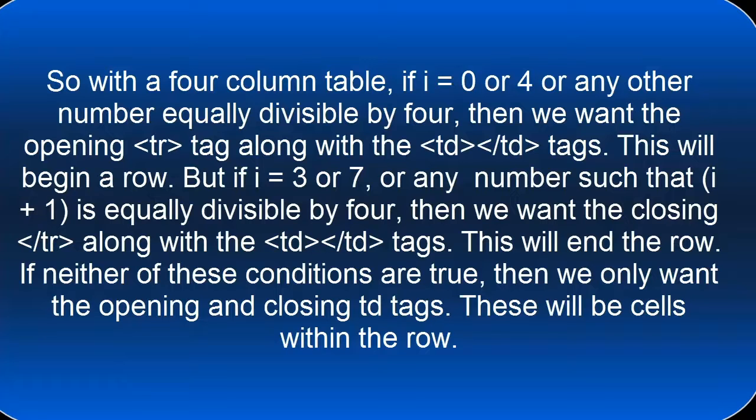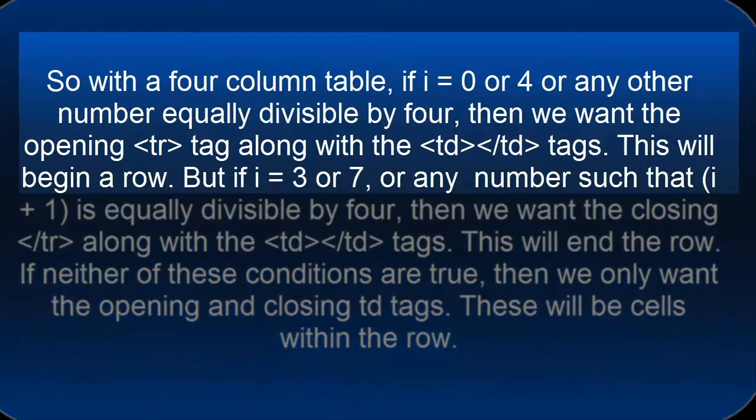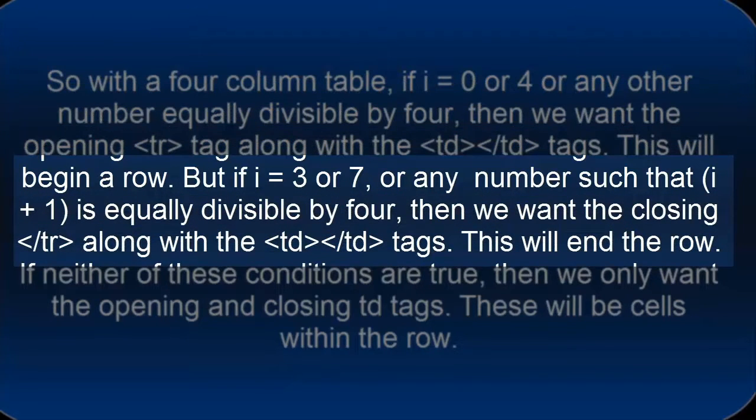to come up with some kind of conditional programming so that if the index i equals 0 or 4 or any number equally divisible by 4, then we want the opening tr tag along with the opening and closing td tags. This will begin the row, but we do not want the closing tr tag because we don't want to end the row. We only want to end the row when i equals 3 or 7 or any number such that i plus 1 is equally divisible by 4. Then that will close the row.